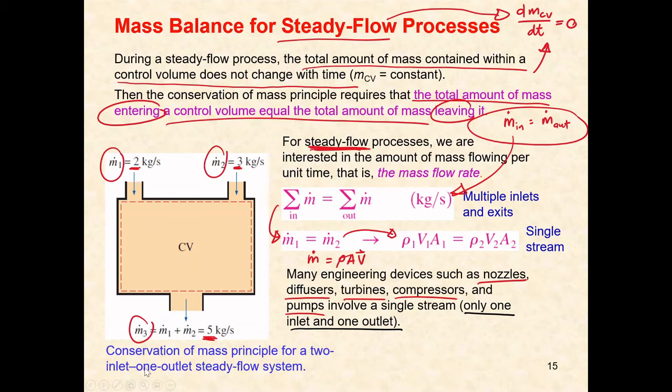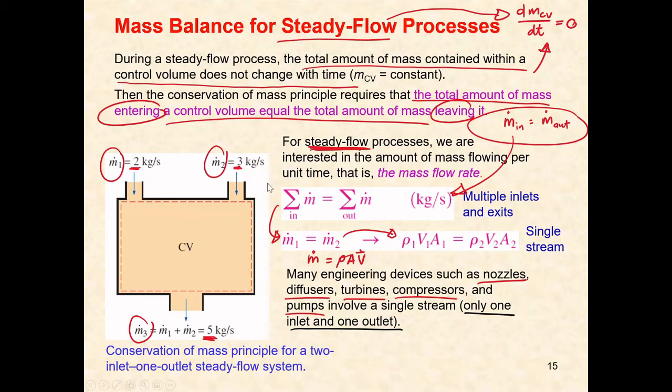You have a two inlet and one outlet steady flow system. So you have two inlets, m1 and m2, and one outlet, m3. You have 2 kilogram per second, and another 3 kilogram per second as inlets, and it will ask you to estimate what is the m3 at the outlet. So the m3 at the outlet should be equal to the mass flow rate for m1 and the mass flow rate for m2. So m1 plus m2, you get 5 kilogram per second. It can be multiple outlets as well.